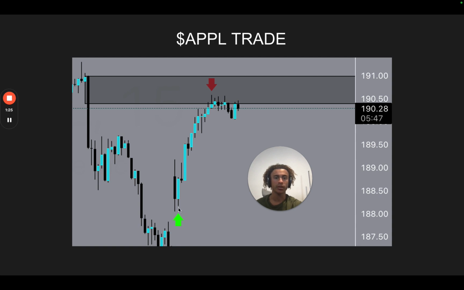So we entered calls right here based on the fact that we did not come below this low. And we said, okay, if we stay above this low, we're going to take calls and we're going to target this gap. So we took this position, took calls right here, targeted this gap. This trade ended up going over 300%, made people a ton of money. And it's very, very simple.